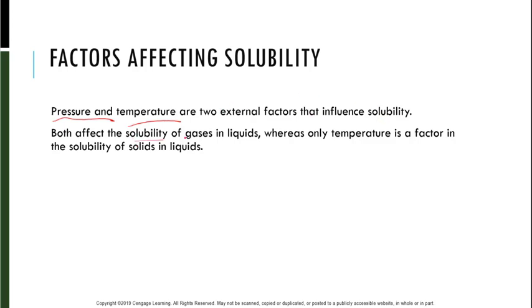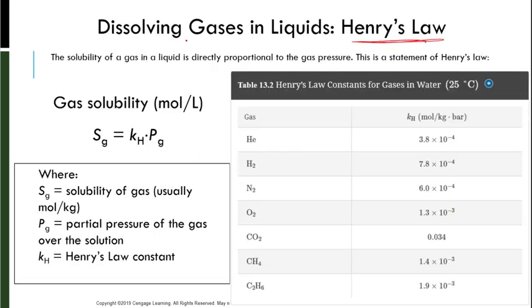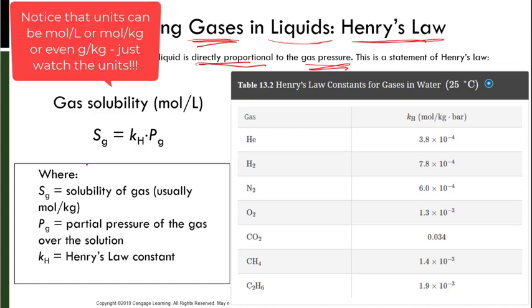Both affect the solubility of gases and liquids, whereas only temperature is a factor in the solubility of solids in liquids. Henry's law looks at dissolving gases in liquids. The solubility of a gas in a liquid is directly proportional to the gas pressure. Henry's law states that the solubility of a gas is equal to Henry's law constant times the partial pressure of the gas over the solution.